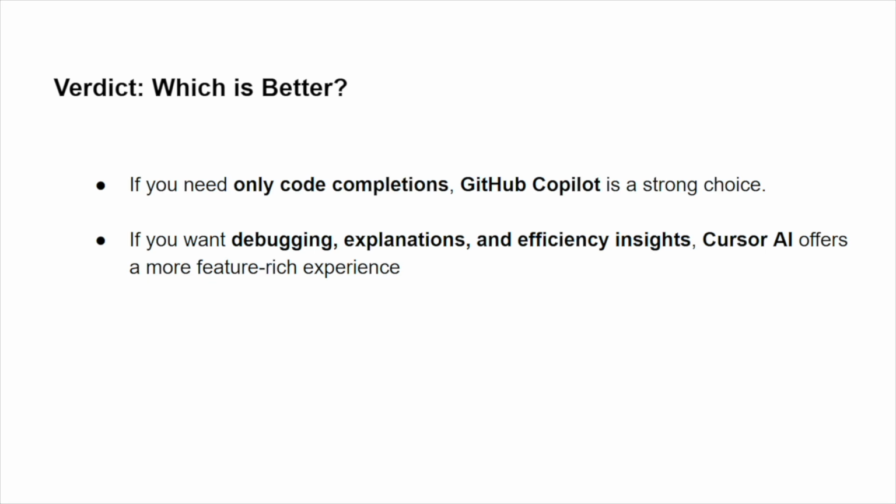And now, which is better? It depends on what we need. If our main goal is just fast code completions, then GitHub Copilot might be the best choice. And if we want an AI assistant that can help us debug, explain code, and improve efficiency, Cursor AI is a strong alternative.